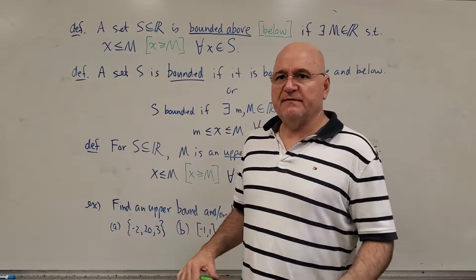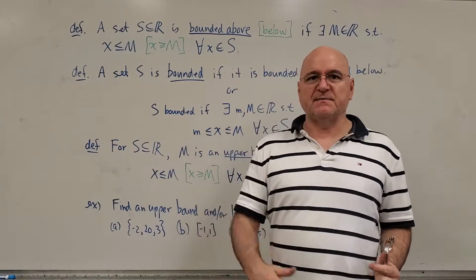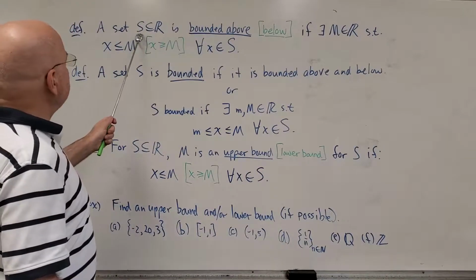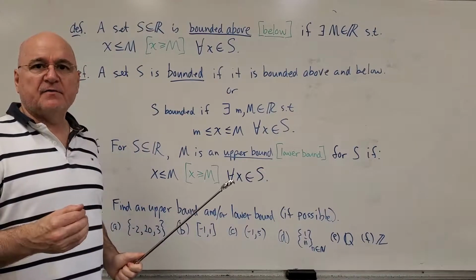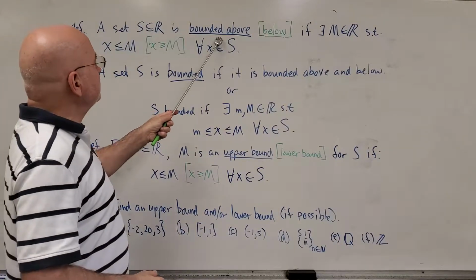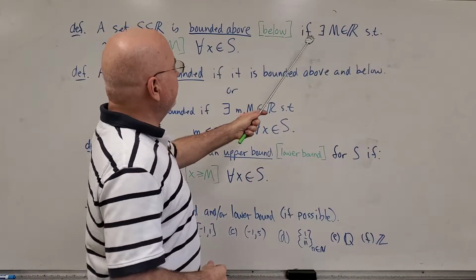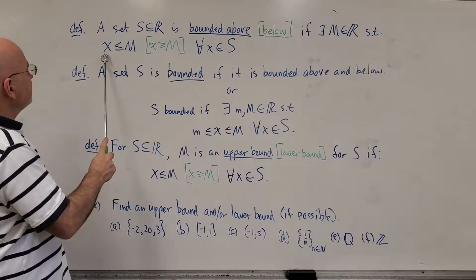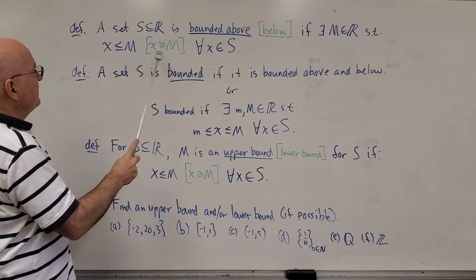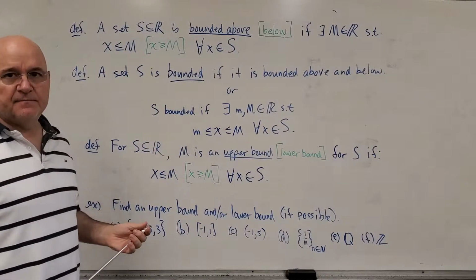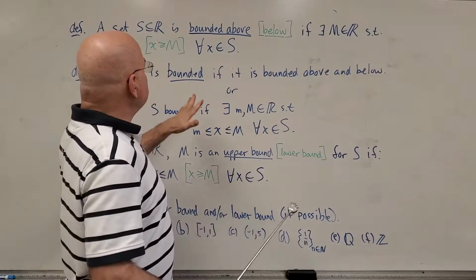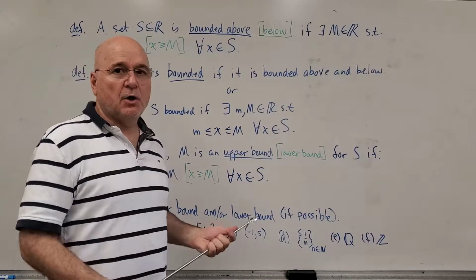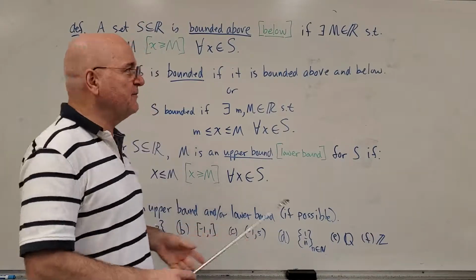Now let's look at a few definitions that we're going to use throughout this semester course. A set S that's a subset of the real numbers is bounded above if there's a capital M such that x is less than or equal to M for every x in the set. In this definition, I also defined bounded below, so let's follow that path.